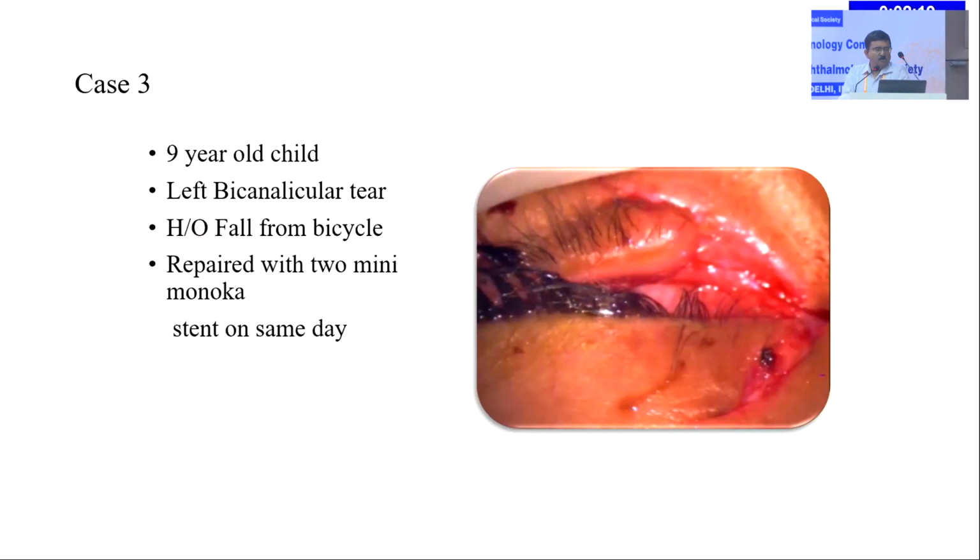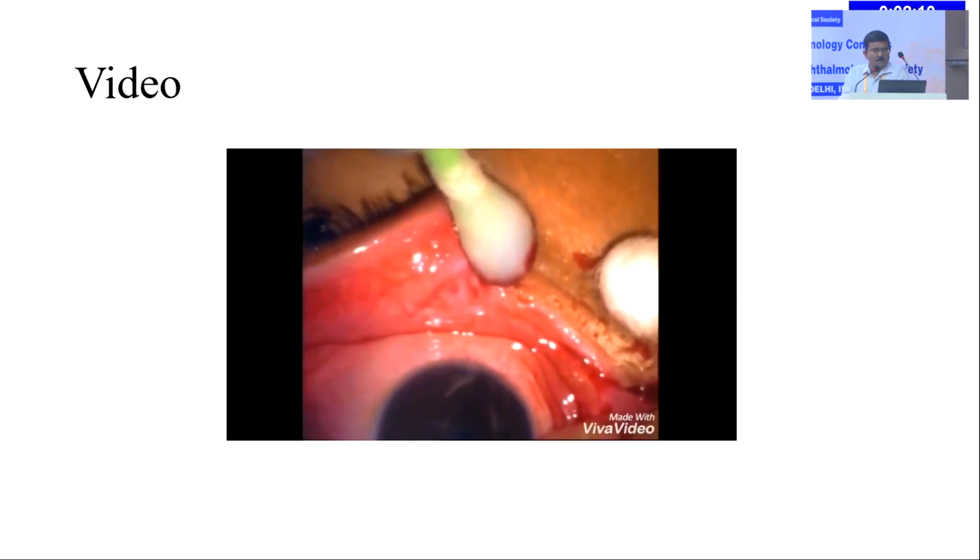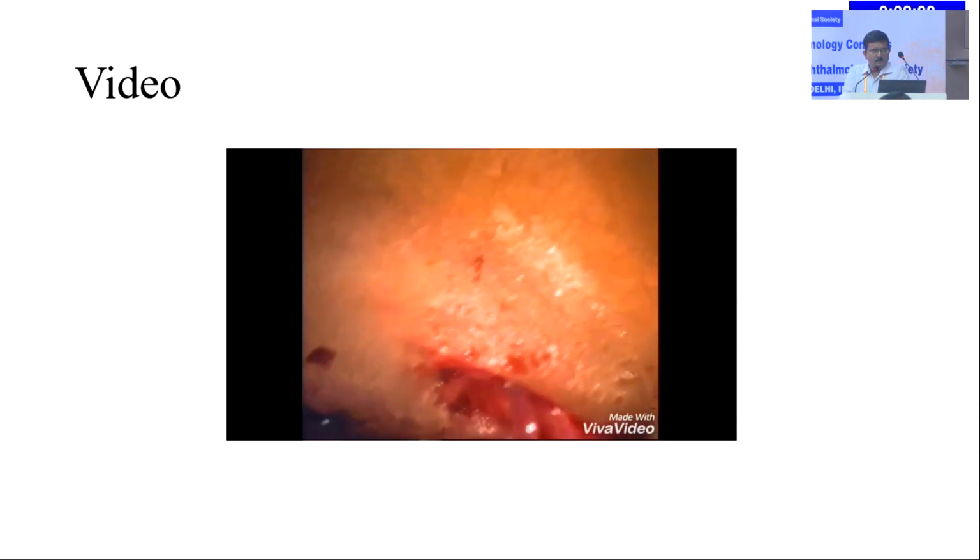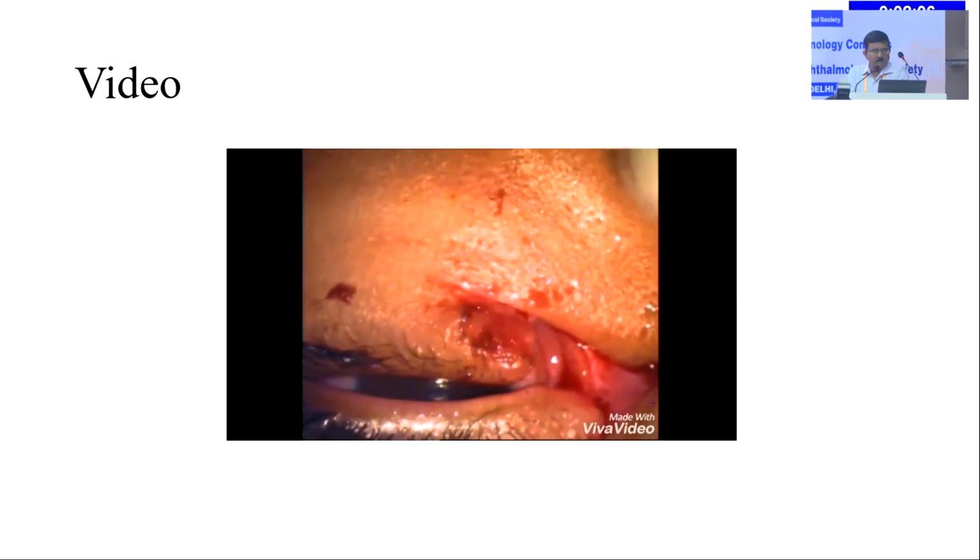Case 3 is a 9-year-old child, left bicanalicular tear, history of fall from bicycle, repaired with 2 mini monoca stents on the same day. And this is a video. Thanks to Amit for this video.